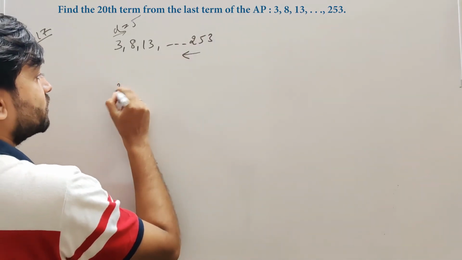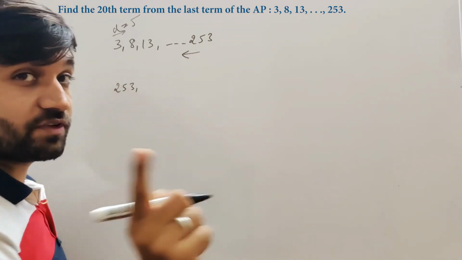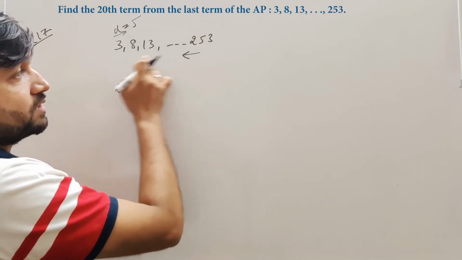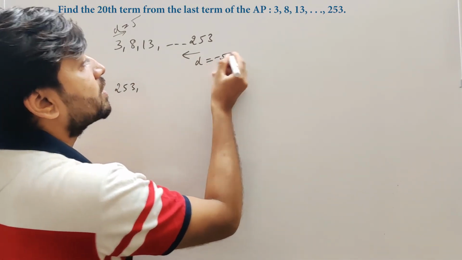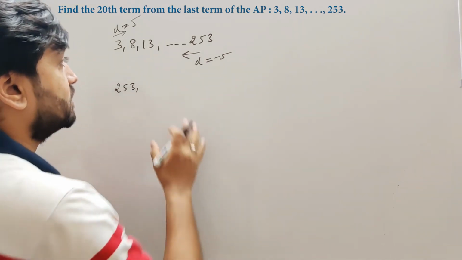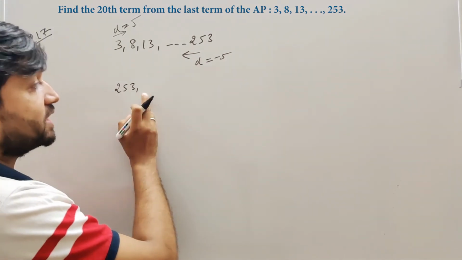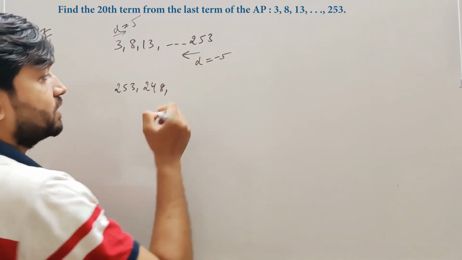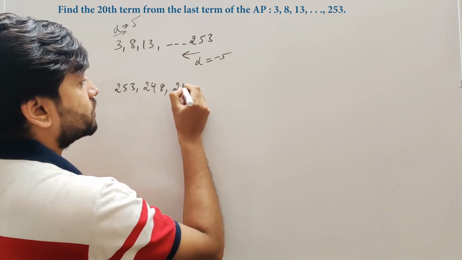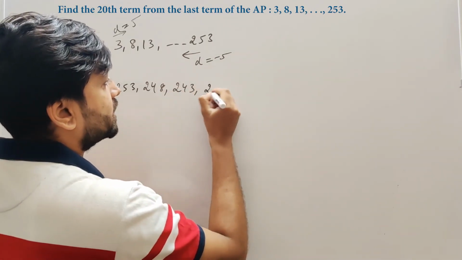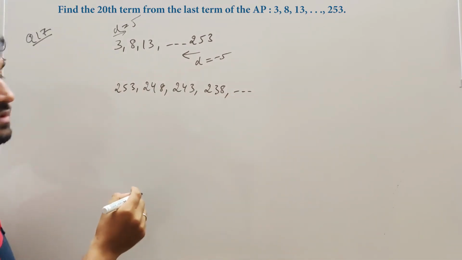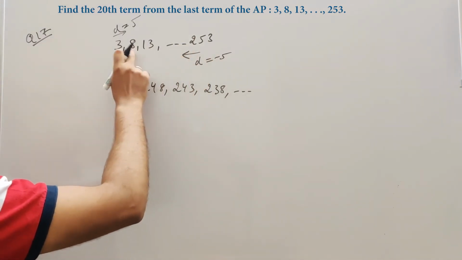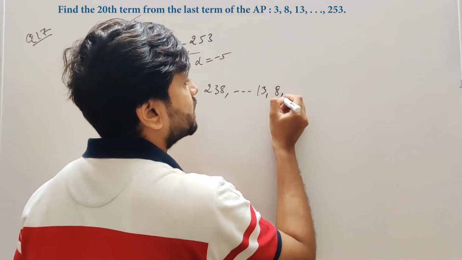So what is the new AP? You start with the first term, which is 253. Common difference is minus 5. See, D is 5 in this way, so D will be minus 5 in this reverse direction. So first term A, then A plus D. 253 plus minus 5 will give you 248. Add again minus 5 to it, will give you 243. Again minus 5 will give you 238, and so on. You can just write the first two terms, dash dash. So it's going like this in this direction: 13, 8 and 3.